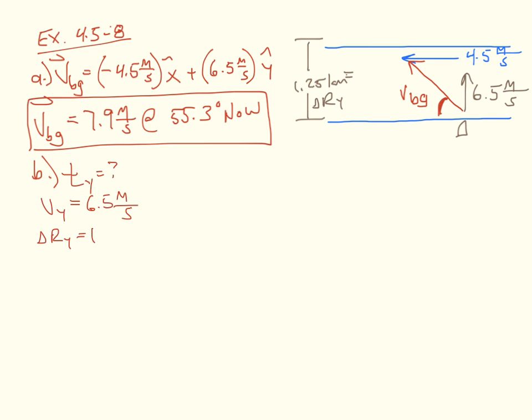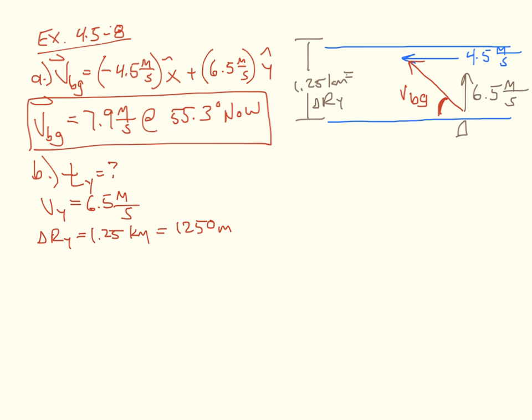That is 1.25 kilometers, but we need to change that a little bit, right, because we want meters. So if we move our decimal point to make it meters, it'll be 1250 meters, just like that. Okay, so we have a velocity, we have a displacement, all we need is time.